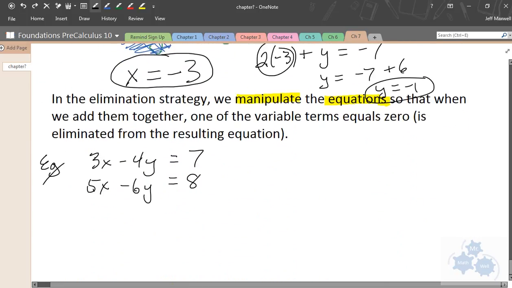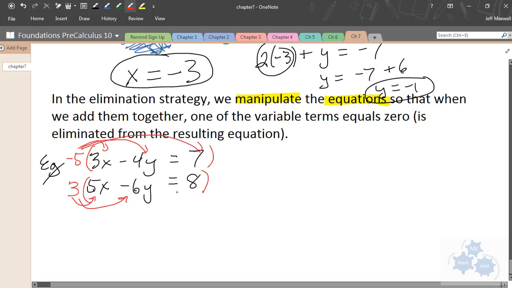So I'm going to suggest one of the possible ways we could do that to eliminate the x term is we're going to multiply the top equation. Let's make this a negative 15. So what do I multiply 3 by to get negative 15? Negative 5. Very good. And what do I have to multiply 5 by to get positive 15? Positive 3. Okay? Now, that's going to help us. That's going to make the x terms the same number but opposite sign. But we have to remember that because this is an equation, we have to multiply every term on both sides of the equation by these numbers.